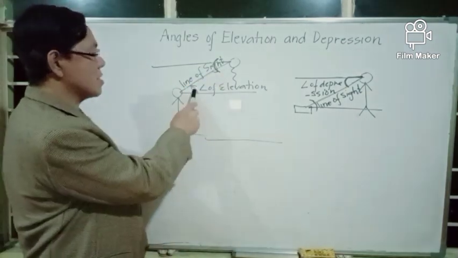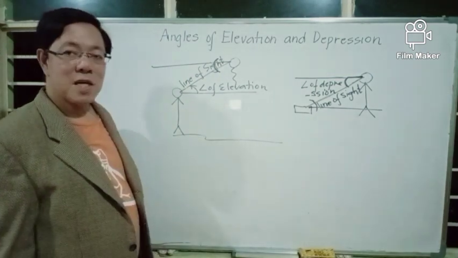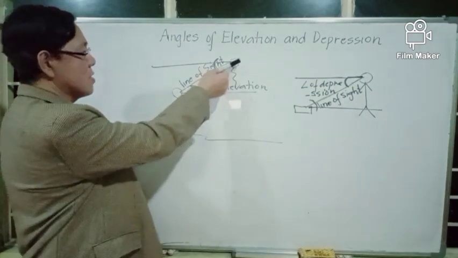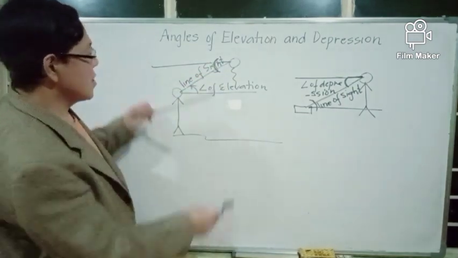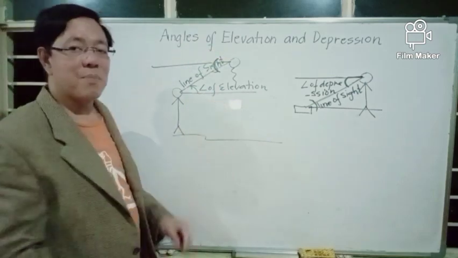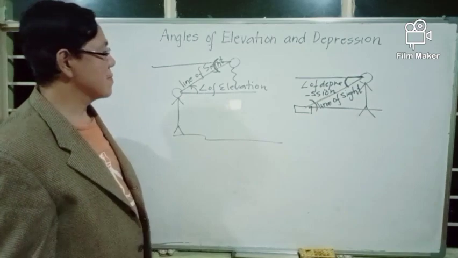This angle and this angle are alternate because they lie on opposite sides of the transversal line. And they are interior because they are between the parallel lines, and they are congruent.